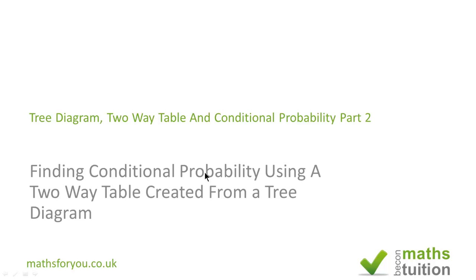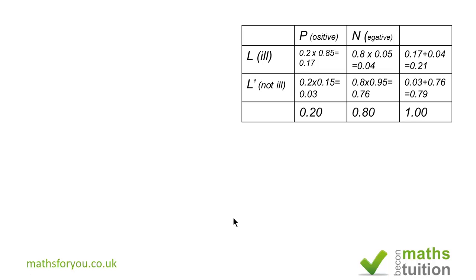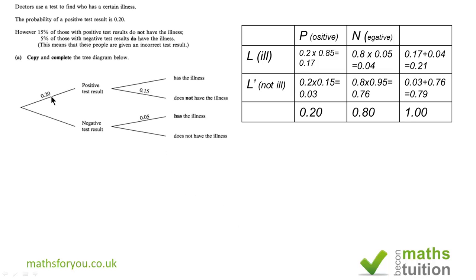Right, now this is an exercise where we try to draw a two-way table from a tree diagram and then use that to find a conditional probability. Here is the tree diagram, and there are two events here. The first event is that of testing, and the second event is to find out if you're ill or you're not ill.